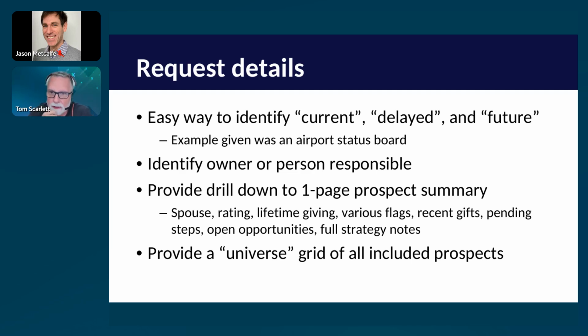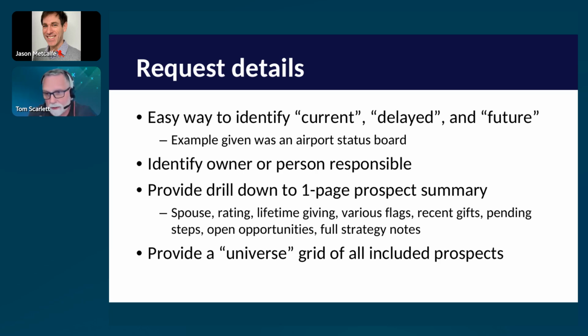We dug a little deeper into that, and the example that she gave us was, I want to be able to see something like a status board at an airport. It's easy to read. I know exactly what I'm looking at. I can see when something's late. And that's where she started as far as what she wanted it to look like and act like. The next big thing that came out of that second conversation was she wanted to be able to identify who is responsible. So if something's late or not late, or she wants to follow up, she wants to know right there who's the fundraiser managing that, so she can talk to them directly.